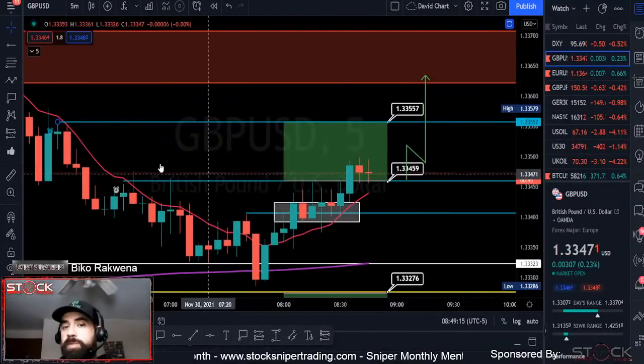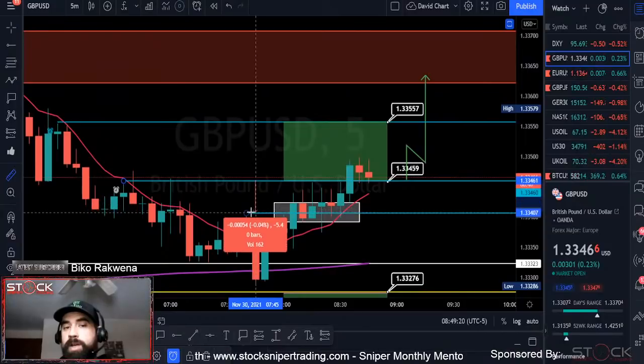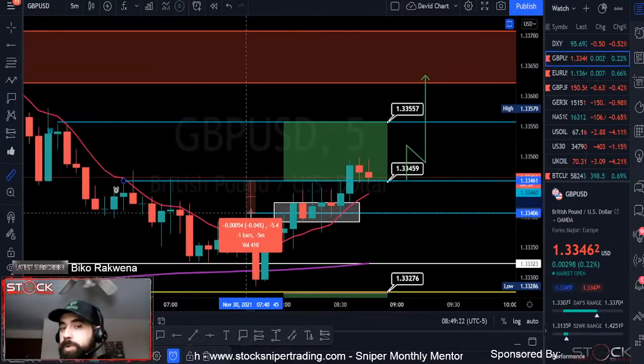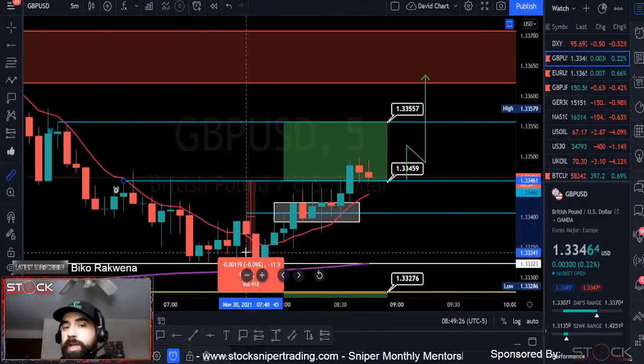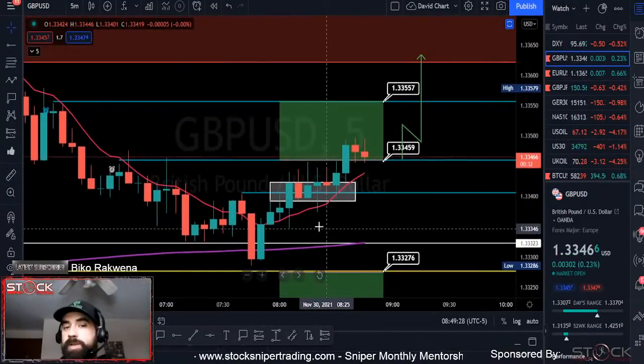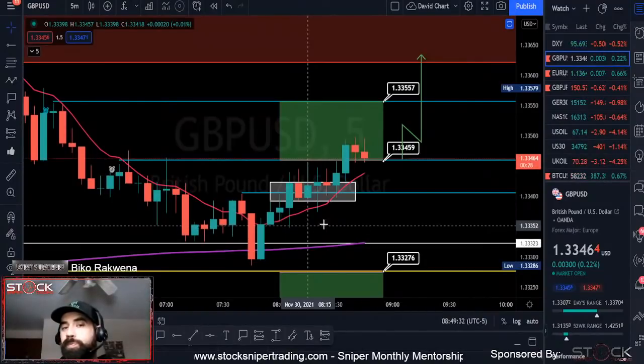Guys, stop loss on GBP USD, good question. Depending on your account, this is 5 pips. If that's all you're willing to risk, that's totally fine. If you want to risk a little bit more, you're looking at 10 pips, roughly down around this area right here, the bottom wick 33347.